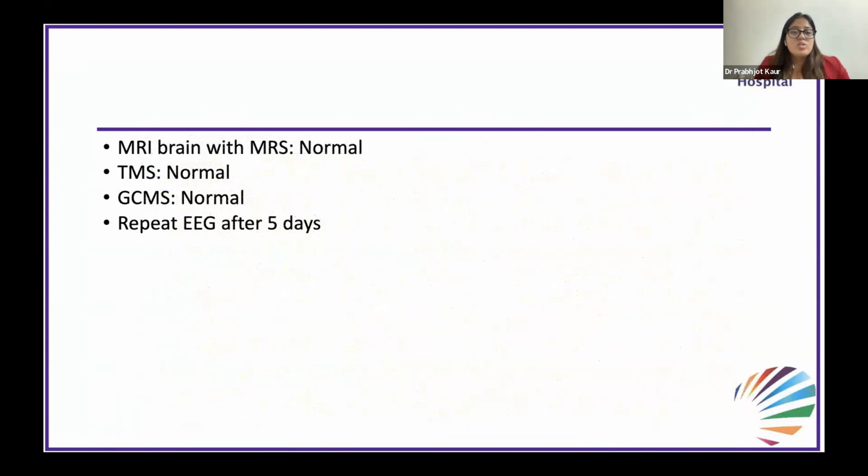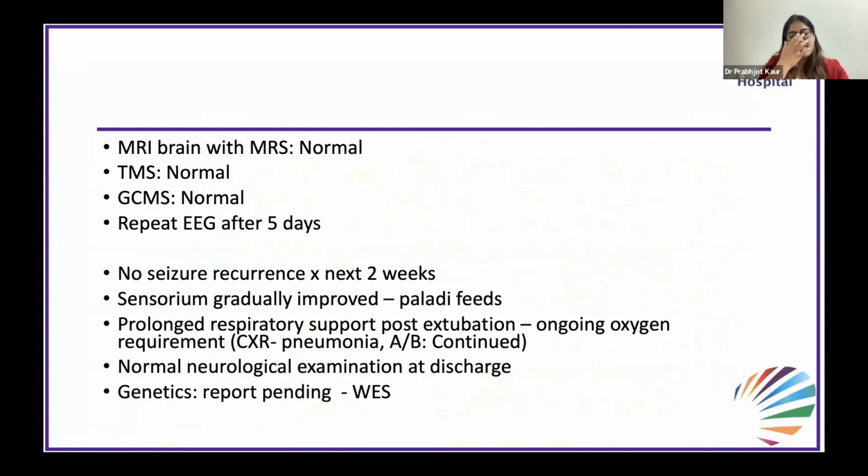abnormal. So by this time, that is another 5 days down the line, the baby had started improving, sensorium was improving, and there was no seizure occurrence in the next 2 weeks. Gradually, we were able to put the baby on full feeds, but the baby did require prolonged respiratory support even after extubation. And by the time we could discharge the baby, which was another two to three weeks, the baby had a normal neurological examination at discharge. Genetic report is still pending. So this baby was discharged only around 2 weeks back.